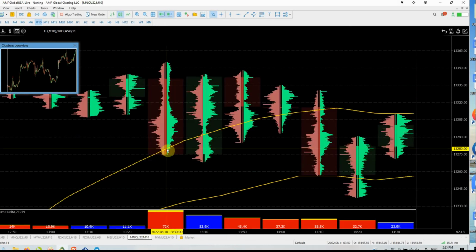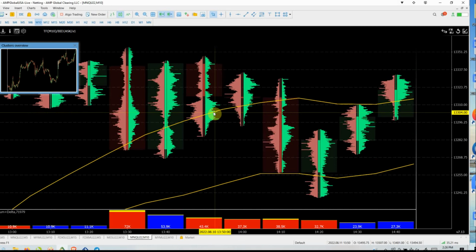Okay, here's your opening candle. Okay, ignore that one. Very next one comes back. Green candle. Okay, green candle. Volume pretty heavy along the top side of this, from about the middle up. Okay, and then the next one comes back.